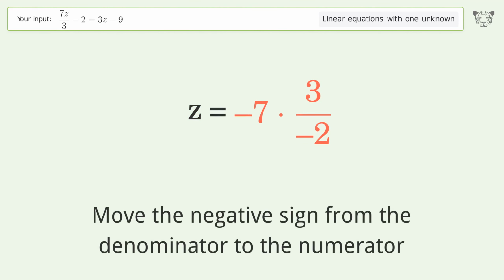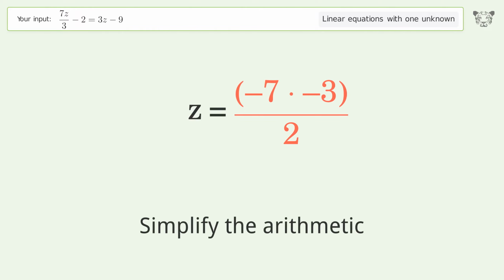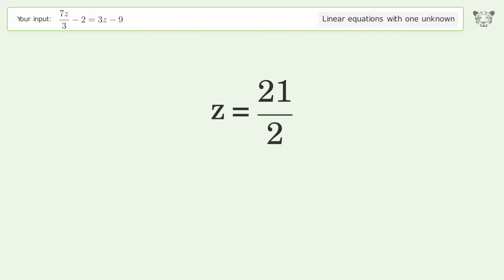Move the negative sign from the denominator to the numerator. Multiply the fractions. Simplify the arithmetic. And so the final result is z equals 21/2.